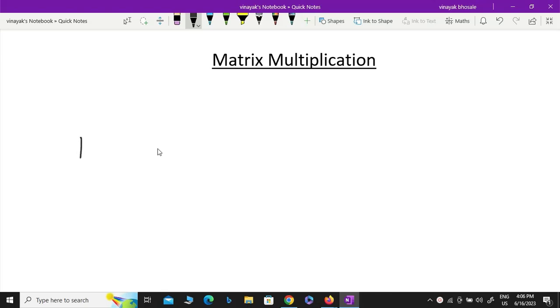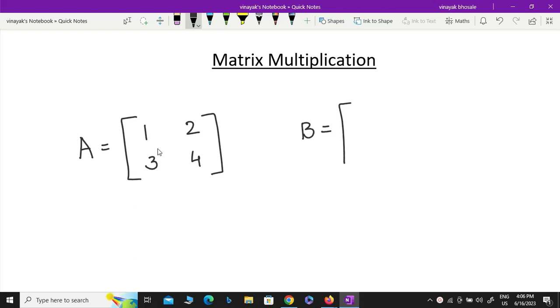I'm going to call the first matrix A, and this matrix is going to have these values: 1, 2, 3, and 4. Okay, and now I'm going to create another matrix called B, and this matrix is going to have these values. So let's say 2, 4, 6, and 8.